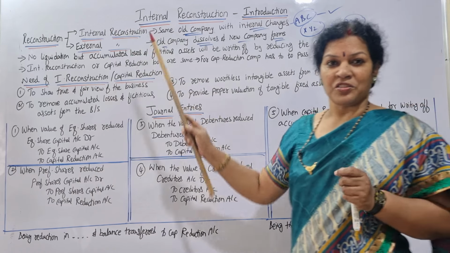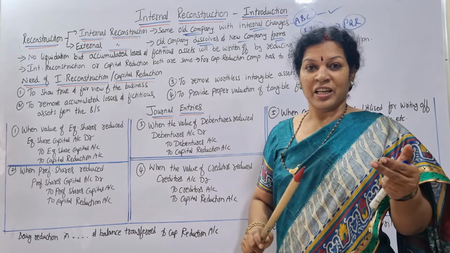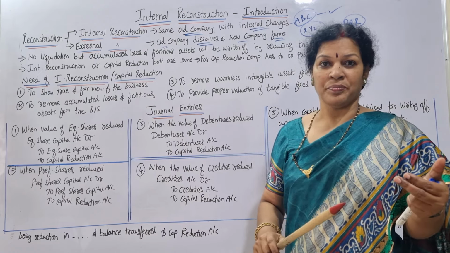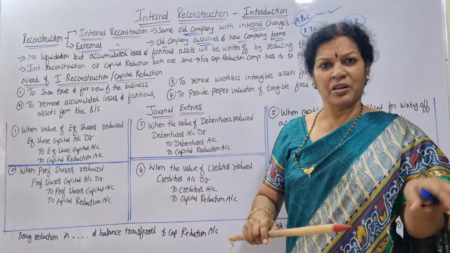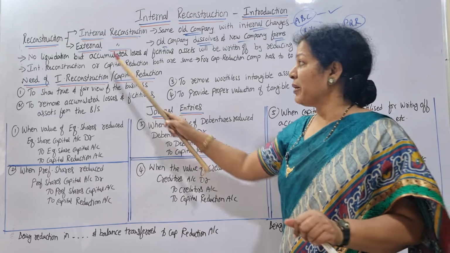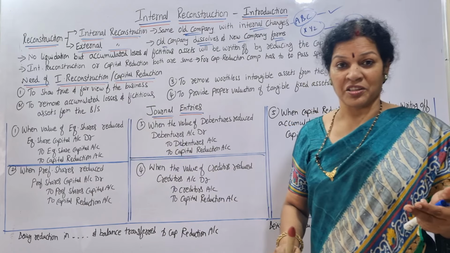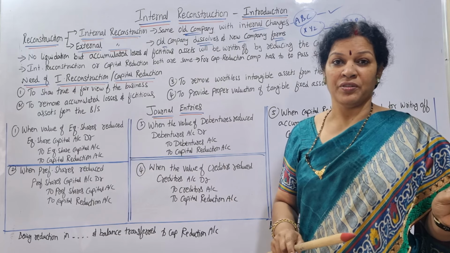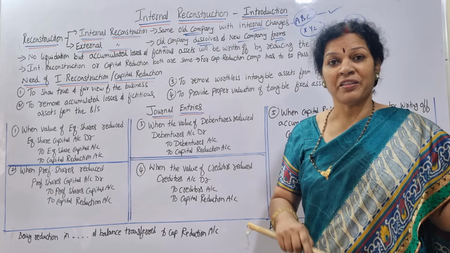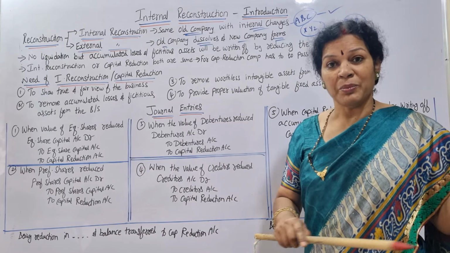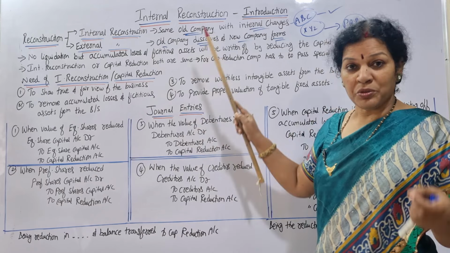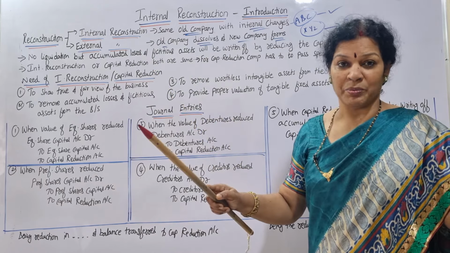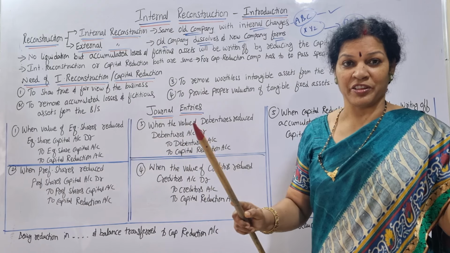In internal reconstruction, liabilities can be changed a little bit. It will be inside of the organization, lots of changes they can do. But in external reconstruction, all the liabilities have to be paid off because it is being purchased by another company. So all the liabilities have to be paid off. Here we can do some changes inside only. Need not pay off all the liabilities. This is the major difference.